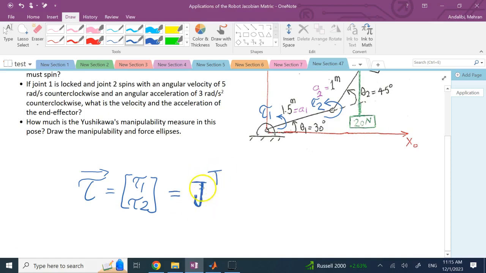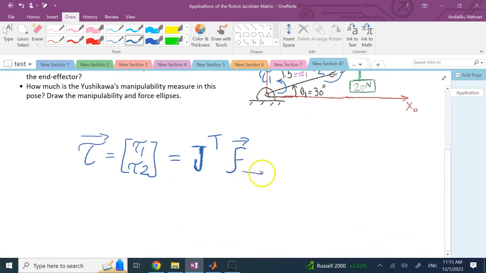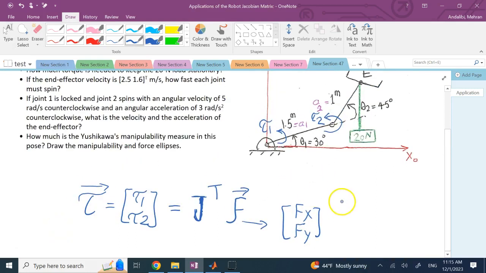Times the force, or in general you call it the wrench vector at the end effector. In this case, since we only have 2 degrees of freedom, this wrench is basically Fx and Fy at the end effector. But if you have rotational degrees of freedom, it can also be the torques that the end effector is applying to the environment. Okay, and the first thing is, what is the Jacobian for this robot?